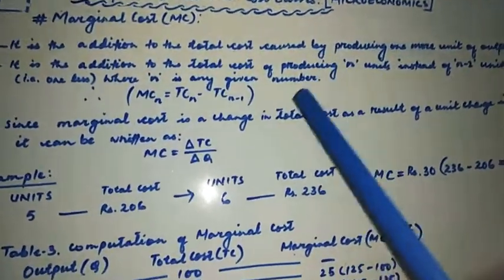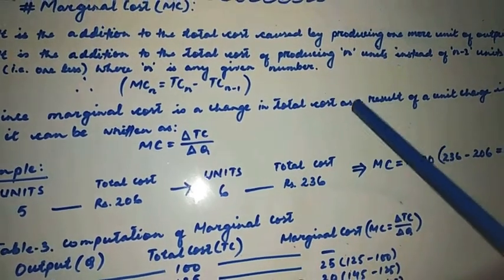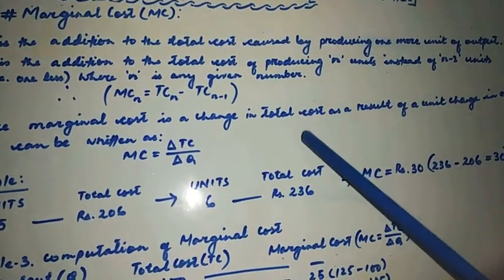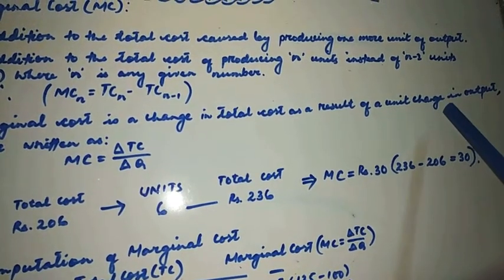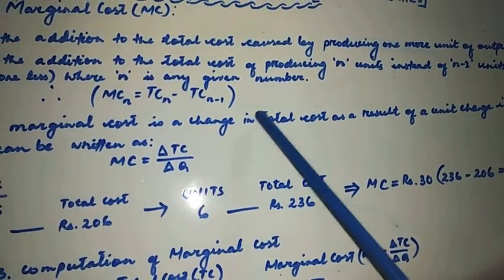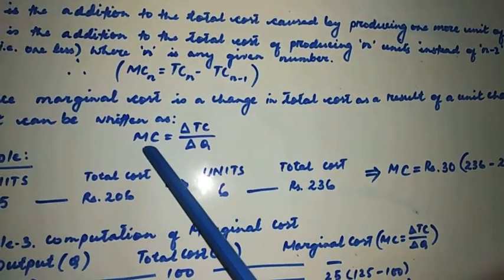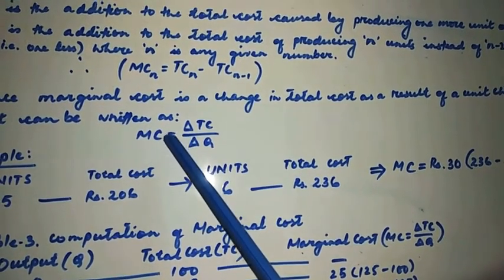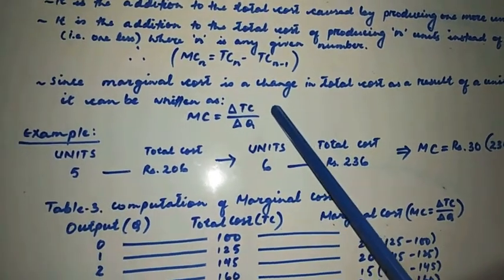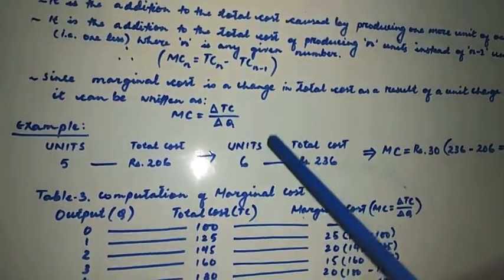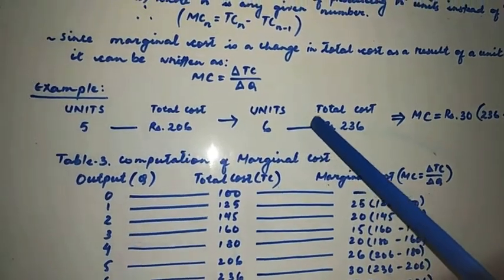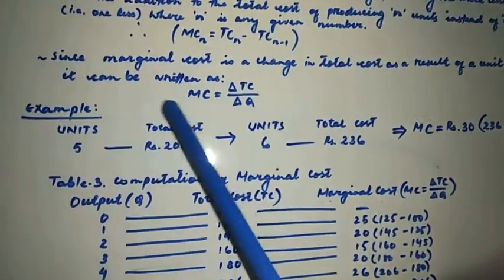So this marginal cost is nothing but a change in the total cost. It is adding to the total cost. So it is changing the total cost because of the unit change in output. Because of the change in output, there is a change happening in the total cost. That is why we can rewrite marginal cost equals change in the total cost divided by the change in output. So we can also give the computation of the marginal cost, how we calculate marginal cost. So let us give a simple example here.